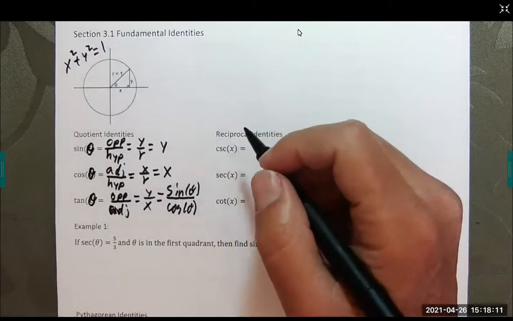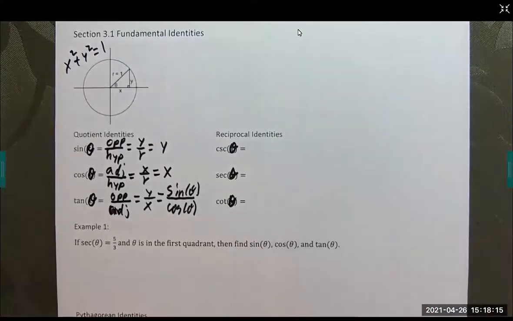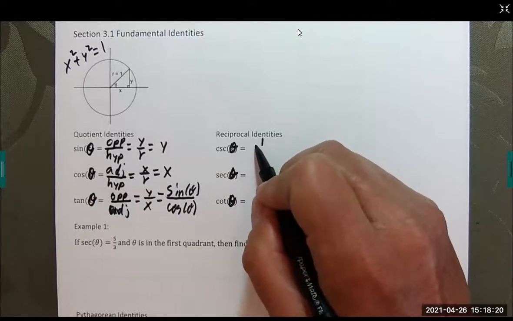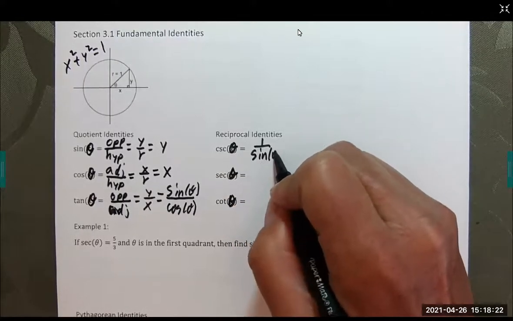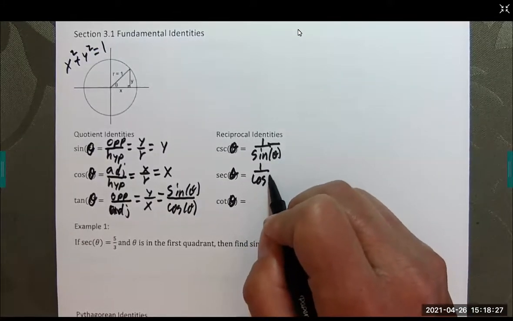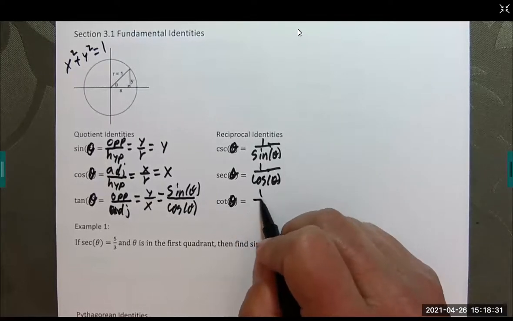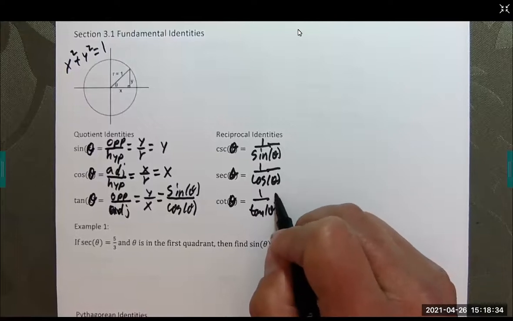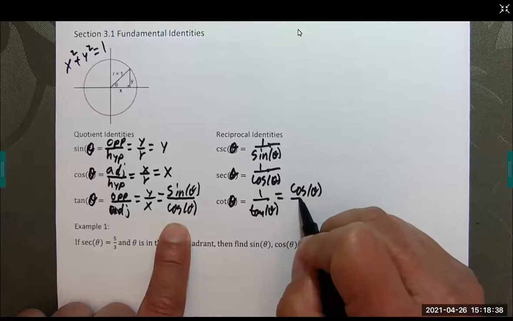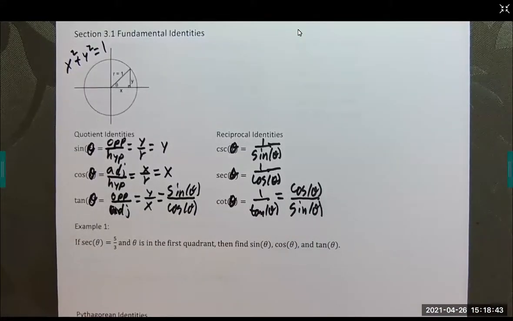The reciprocal identities: cosecant theta is 1 over sine theta. Secant is 1 over cosine theta. And cotangent is 1 over tangent theta, which is the reciprocal here as well, cosine theta over sine theta. Just to review.